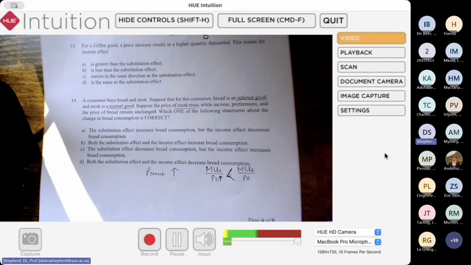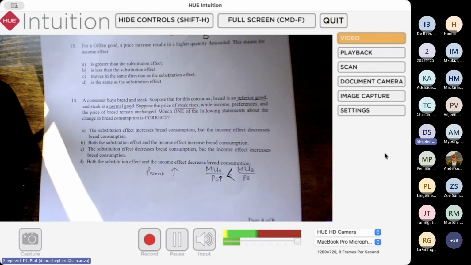Okay, so the substitution effect for bread would increase the amount of bread we consume. So A agrees with that. A says substitution effect increases bread consumption. So A is an option. B says both the substitution effect and the income effect increase bread consumption.